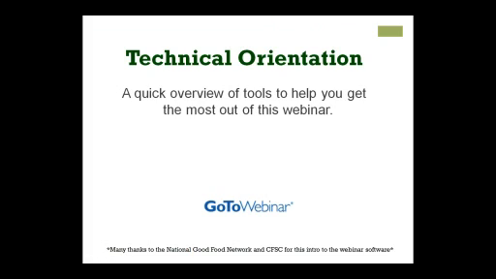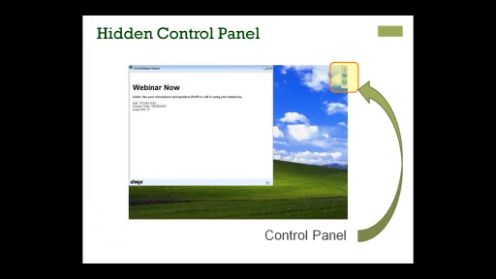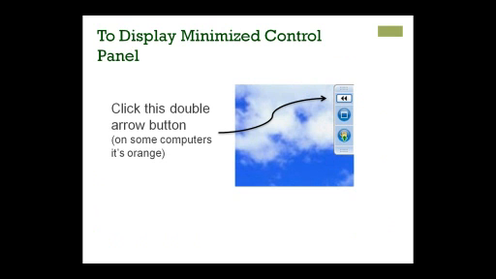So we're using the GoToWebinar service to bring you this webinar. In case you're not familiar with the controls, here's just a quick orientation. This is what your starting screen should look like. If your screen looks like this, then your control panel has been minimized. You'll want to access that during the presentation to ask questions. So if it is minimized, just click the double arrow button. On some computers, it's orange, and then if you want to minimize the control panel again, you can click that same button.